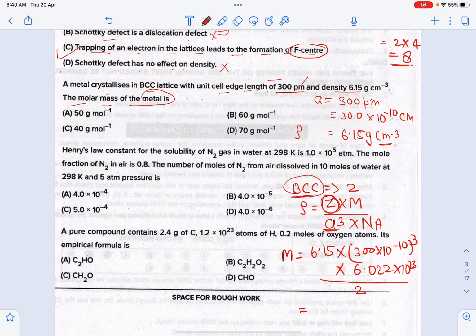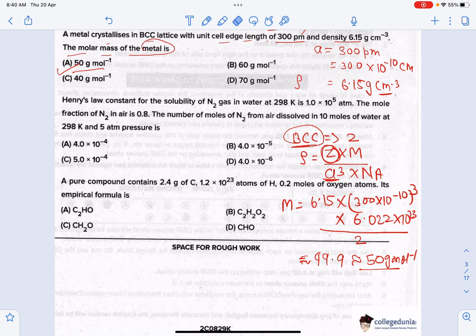Now when we calculate this, we will find the answer 49.9, which is approximately 50 gram per mole. So our correct answer will be option A. This is the 50 gram per mole.